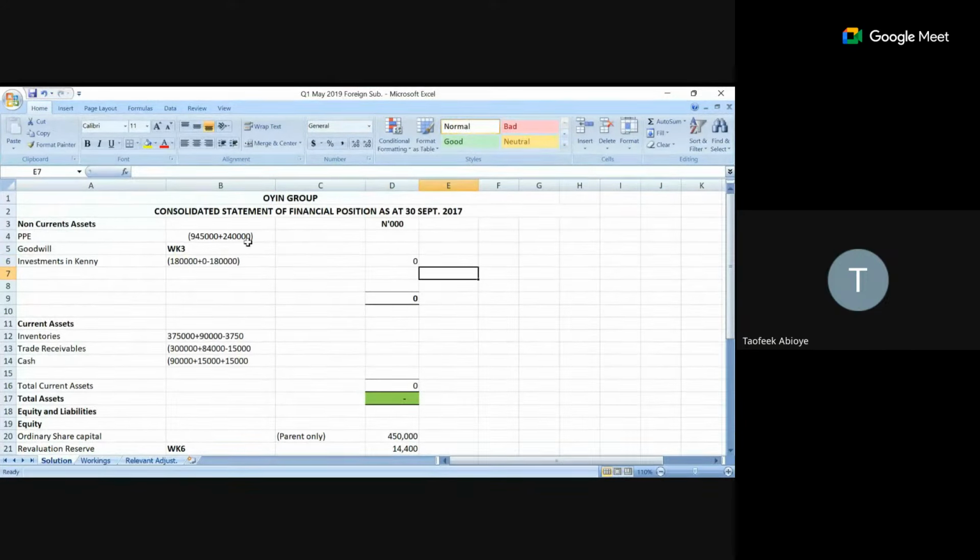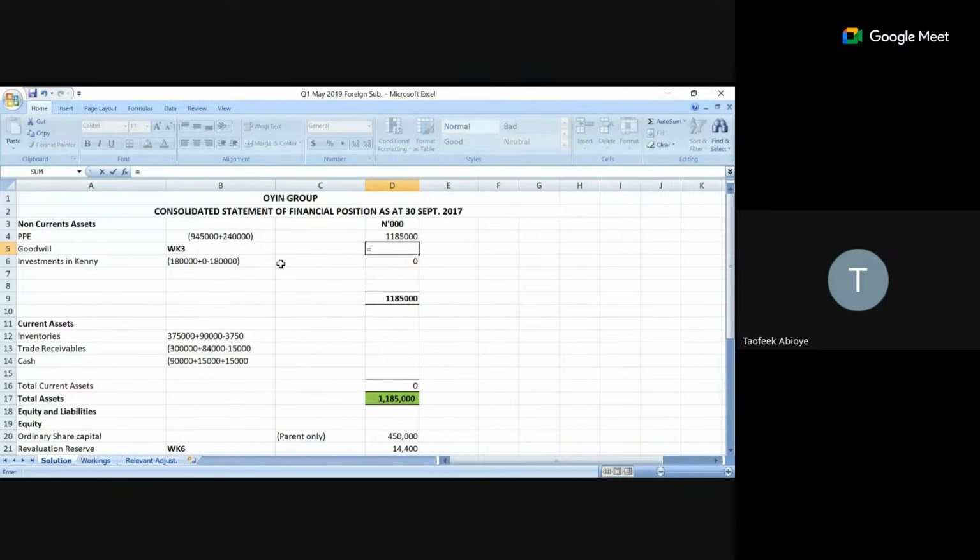Now, our PPE, do we have any adjustments? No. So when we add these two together, what is it going to give us? I'm on our mic. Please, can everybody give me the figure? 1,185,000. Thank you. 1,185,000.